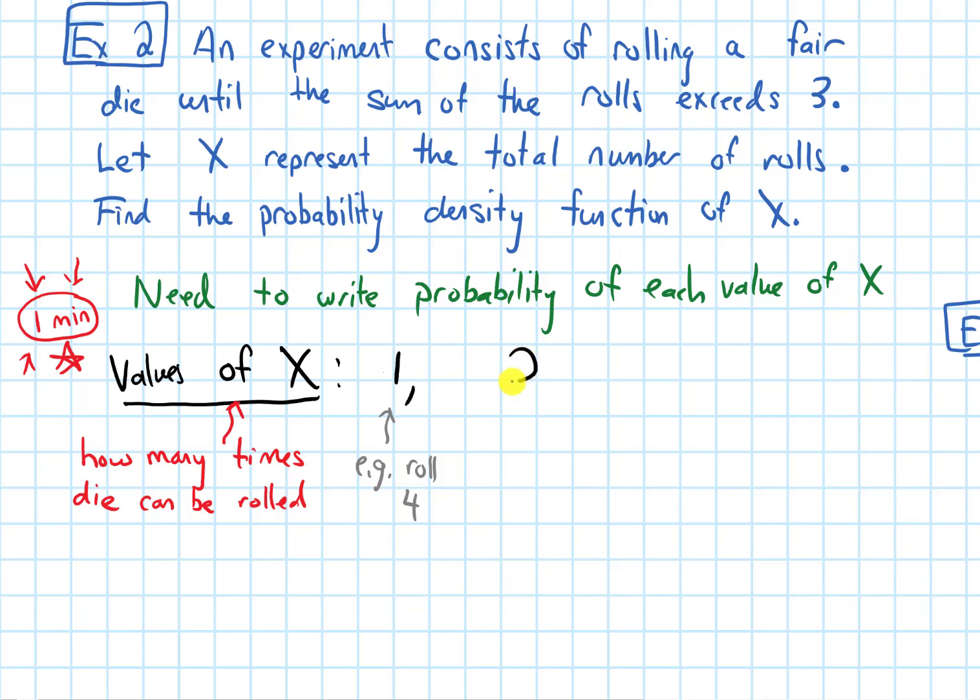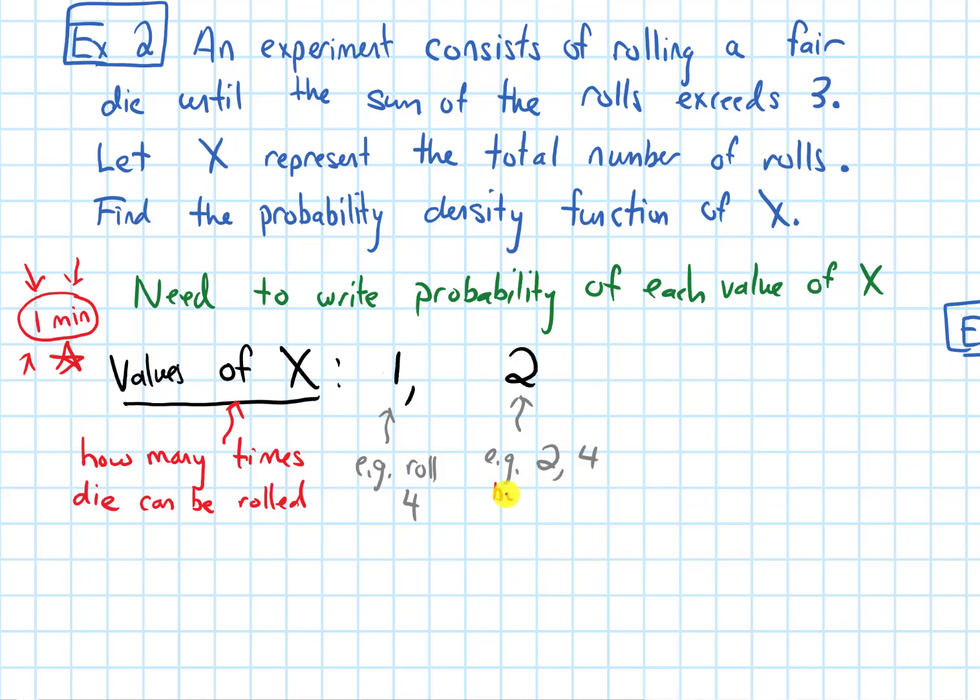I could roll it 2 times, so that's what that 2 represents. So what would the rolls be in that case? Well, one example is if I rolled a 2 first, that's not bigger than 3 yet, and then if I rolled a 4 after that, now their sum is 6, and that's bigger than 3. So I would stop after 2 rolls.